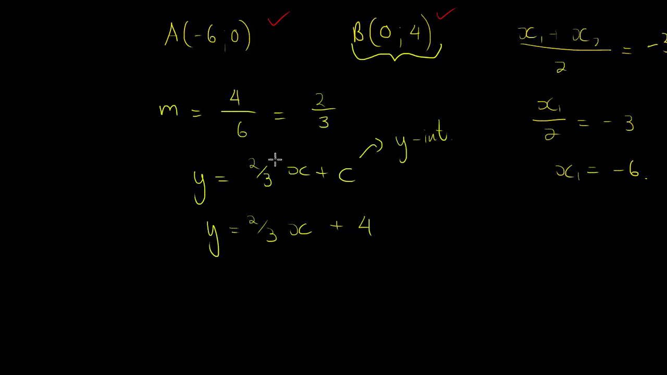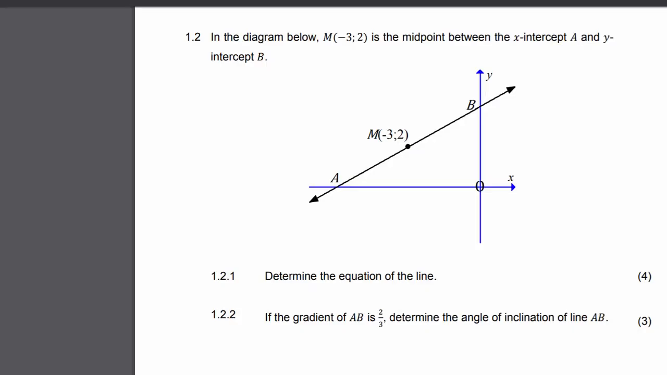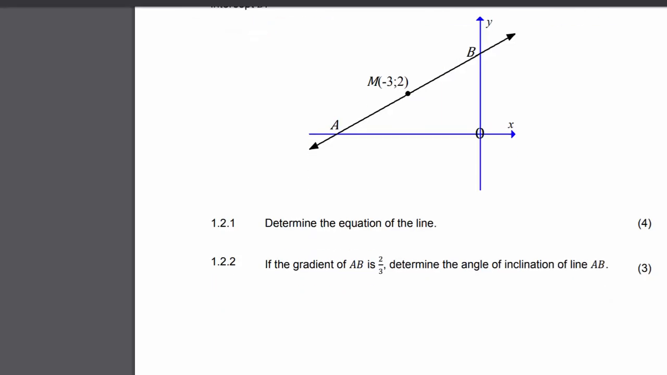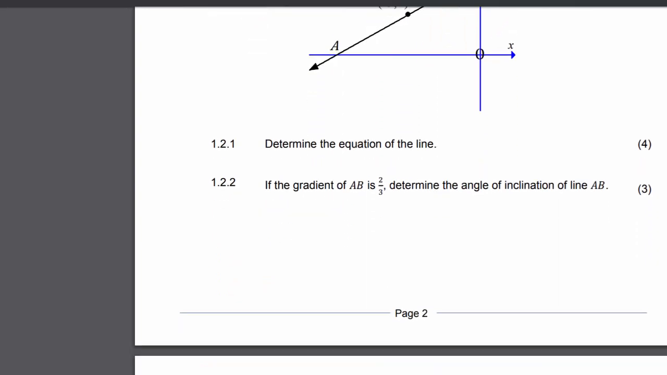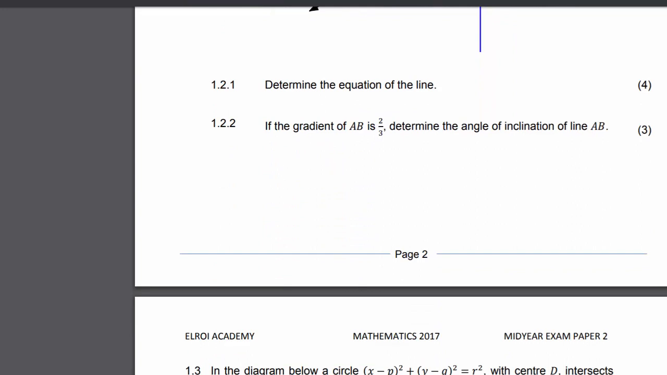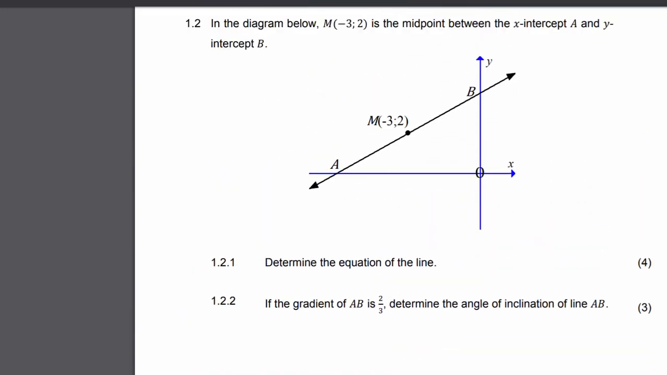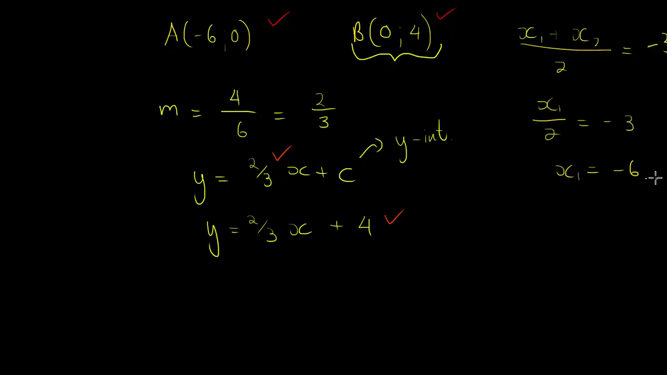And so the next 2 marks, one went for the gradient, the other one for the plus 4, and that brings our total to 4 marks. Level 4 question, not a difficult one, but a problem-solving question. If the gradient of AB is 2 over 3, determine the angle of inclination of AB. So super simple question.